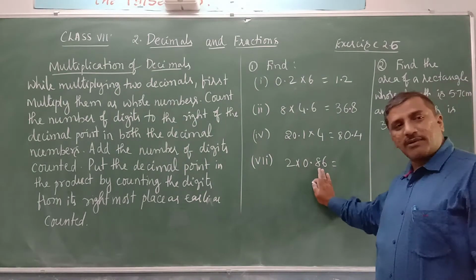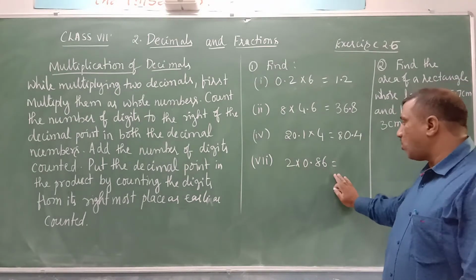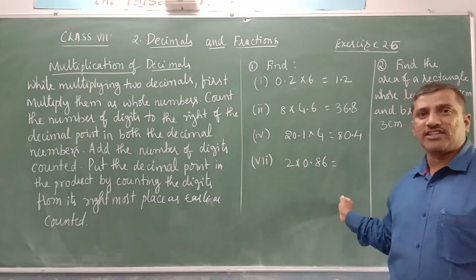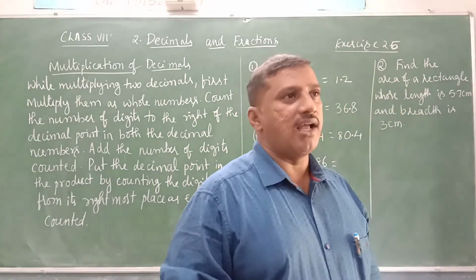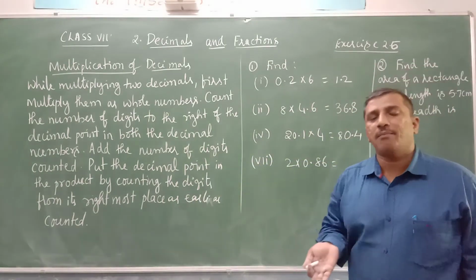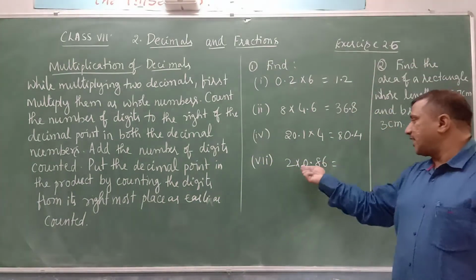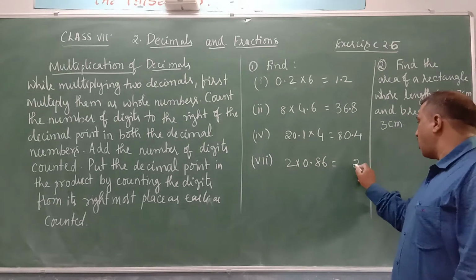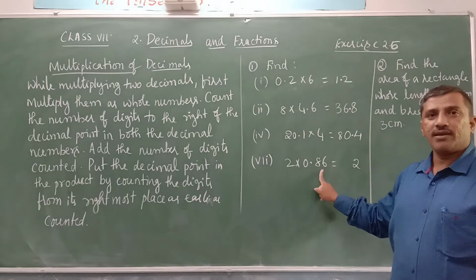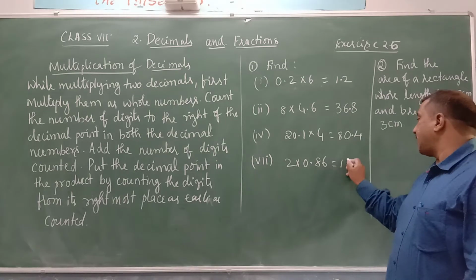Now the seventh question, 2 into 0.86. So ignore the decimal point. 86 is the whole number. Multiply 86 with 2. We know the commutative property: A into B is equal to B into A. We can multiply A with B or B with A. So multiply 86 with 2.